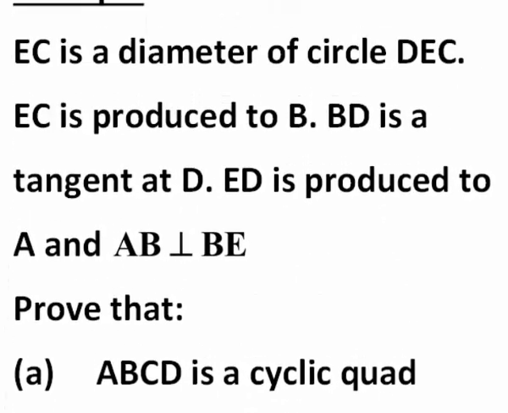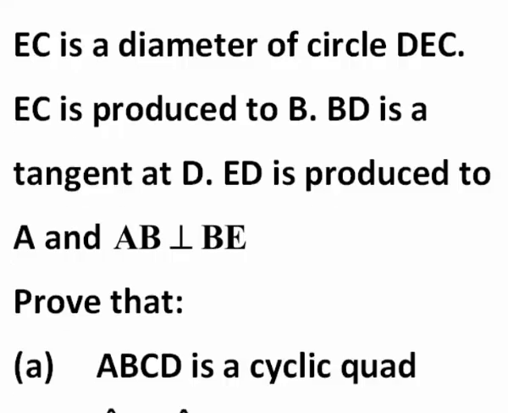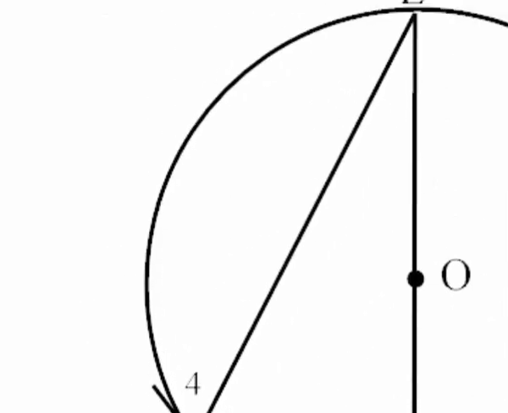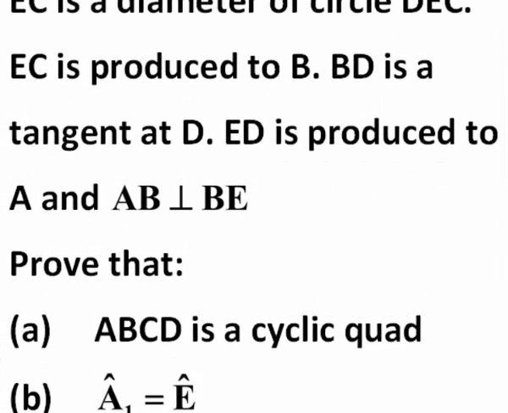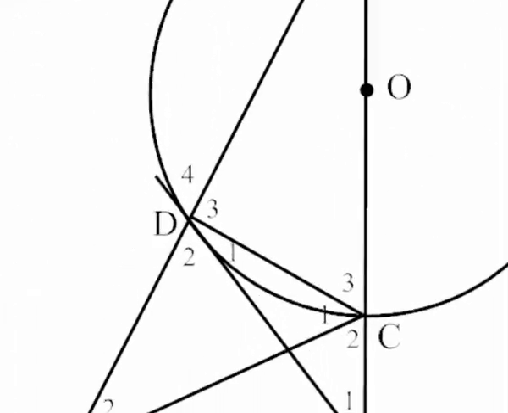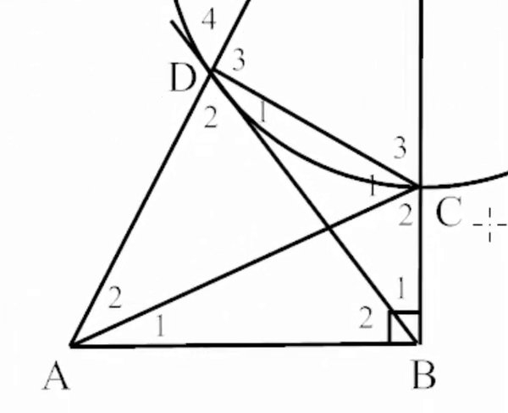Okay, and then it says BD is a tangent at D. So BD is a tangent. This line BD is a tangent. There's a whole lot of theorems that can apply there. And then it also says AB is perpendicular to BE. So AB is perpendicular to BE. So we've got a 90-degree angle there.